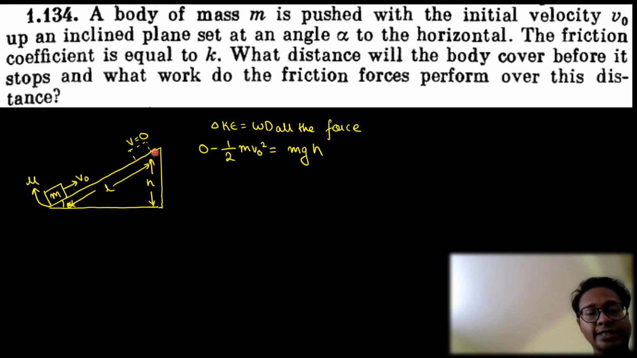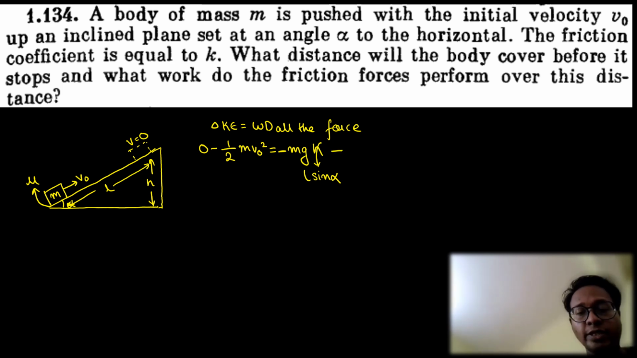L sine alpha is nothing but h. And is the work done by gravity positive or negative? It is going upward, and gravity force is acting downward. So displacement is opposite to the direction of force, no? So it is negative work of gravity.